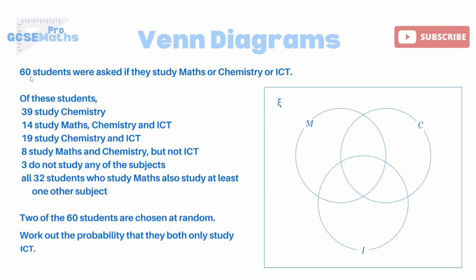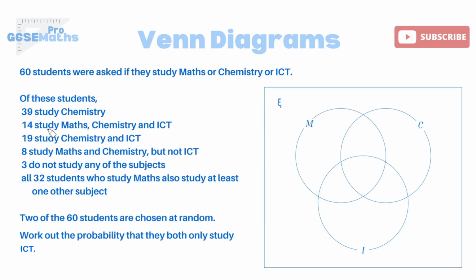So the scenario we have is that 60 students were asked if they study maths or chemistry or ICT. So you can see maths, chemistry, ICT, and then the list of information. So let's just fill out this Venn diagram first and we'll worry about the probability at the end. So 39 study chemistry, so that's the whole of the chemistry bubble, which means I can't really write that down yet because I don't know how that 39 would be split into the 4 sections. So let's just pause on that first piece of information.